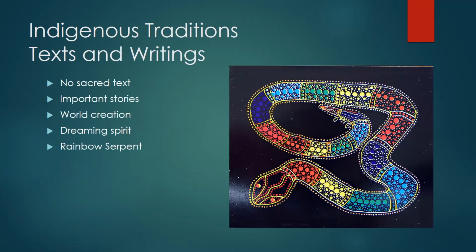Aboriginal spirituality doesn't have any sacred texts or writings. They do, however, have important stories which have been passed down through their history. A major story from the Aboriginal people is the story of how the world was created. They believed it was created by the dreaming spirit known as the rainbow serpent. The rainbow serpent is known of by many different Aboriginal groups.